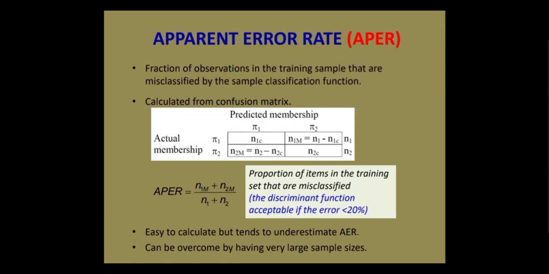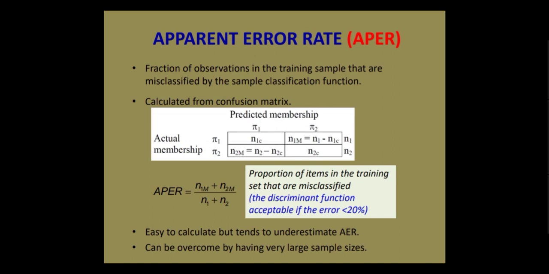So what is APER? It is the fraction of observations in the training sample that are misclassified by the sample classification function. The formula is this one: N1M plus N2M divided by N1 plus N2. What are all these N? We can calculate APER using the confusion matrix. This is called the confusion matrix.